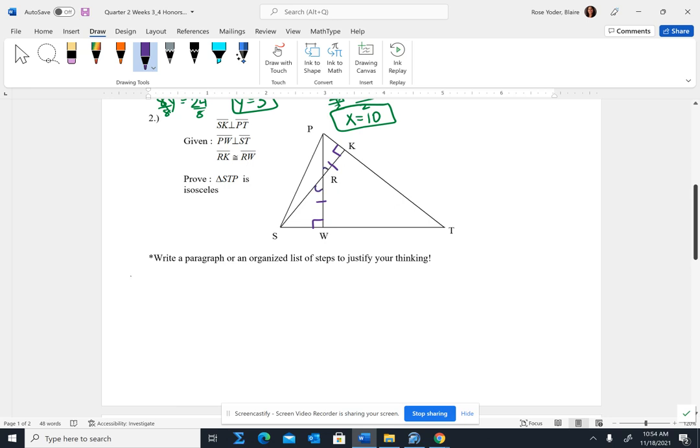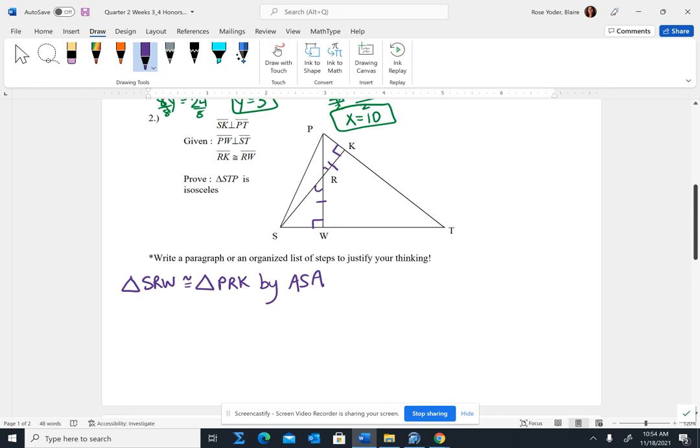So I could conclude that triangle SRW is congruent to triangle PRK by angle side angle. Well, how does that help us?